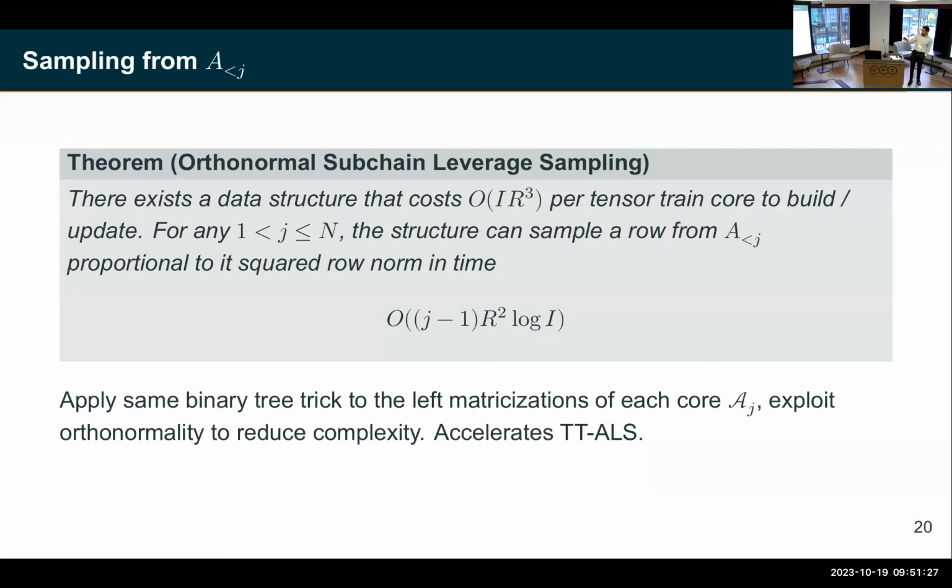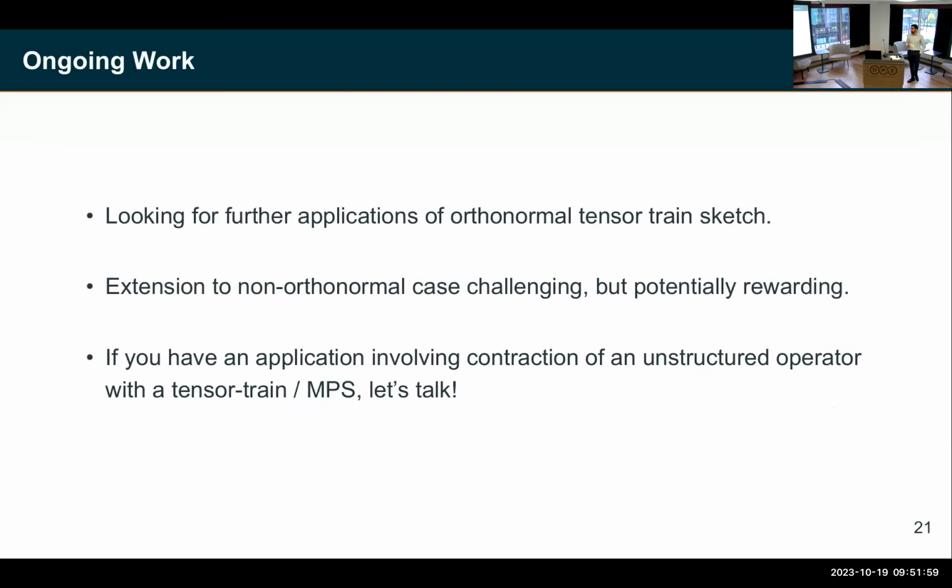There exists this data structure that costs you something like order I R cubed per tensor-train core to build. That's asymptotically identical to the cost of orthonormalization of these cores. And for any j ranging from 1 through n, you can sample a row from this left subchain proportional to its squared row norm, which turns out to be equal to its leverage score in this case. This takes time on the order of j minus 1 R squared log I. This is identical to the cost to actually form that row. So in some sense, this is as good as it gets, because after you take these samples, you form the row itself. And you can accelerate TT-ALS using this approach.